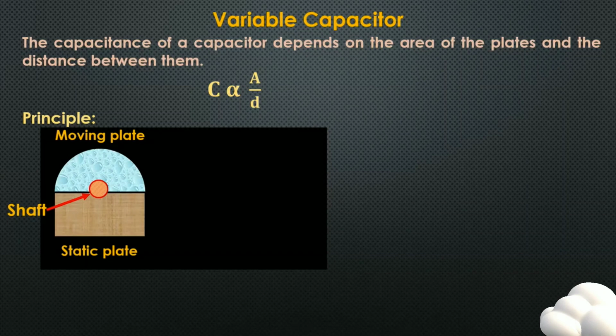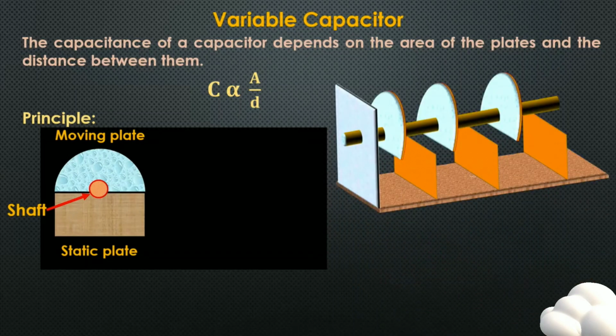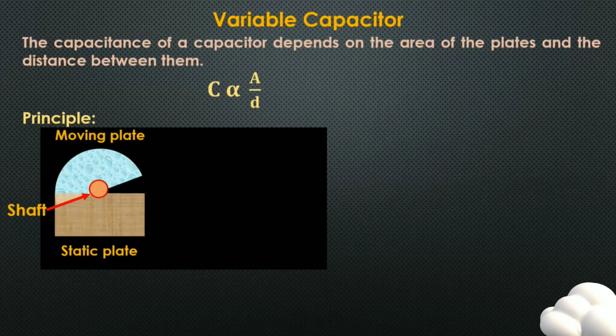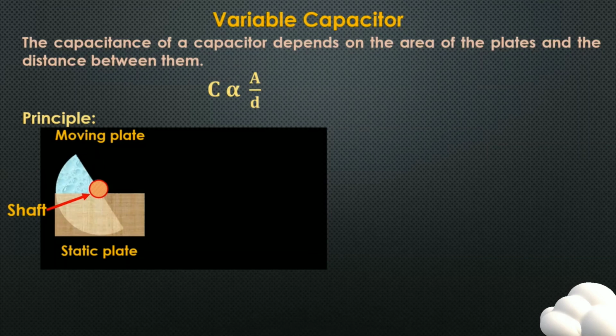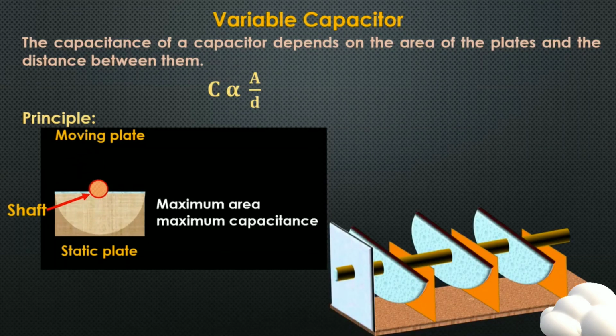You can see the brown color region is a static plate which is already there. Okay, and there is a moving plate which is shown in the blue color, and there will be a shaft which will be used to move the plate. Now in the first condition, there was no area of cross section over each other, so the capacitance is 0. When you move the shaft, now in this case half of the plate is over the static plate, so the capacitance will increase, and when the plates are overlapping each other, the capacitance is at its maximum.